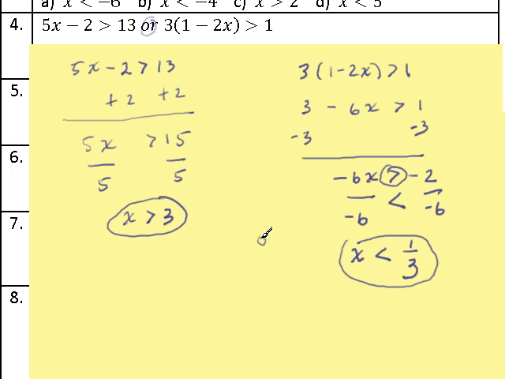And we have an or connecting these two. X greater than 3 or x less than 1/3. Let's draw this on the number line. All right, here's, let's say 3, and let's say this is 1/3. So that means x can be here, or x can be here, less than 1/3. All right.